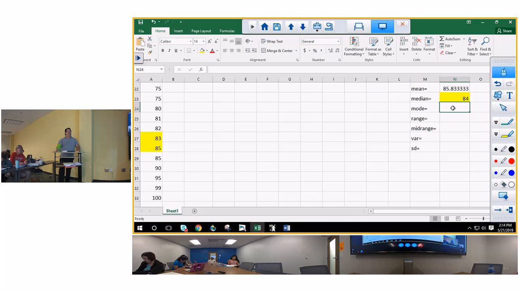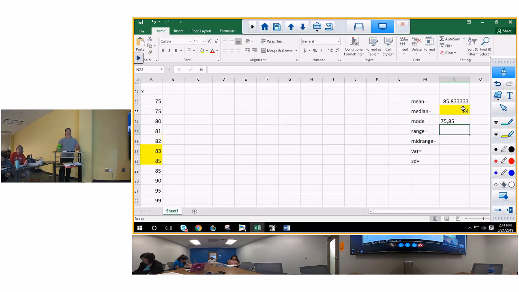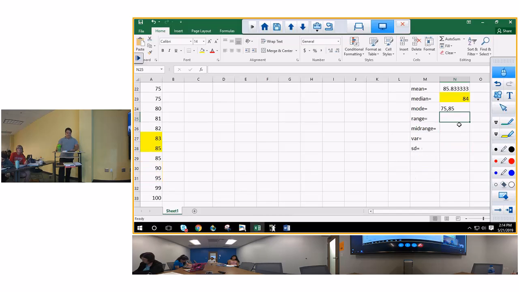All right, what's our mode? 75 and 85. So you put 75, comma, 85. Range is equal to the highest minus the what? Lowest. Mid-range is equal to the highest plus the what? Plus the lowest, divided by 2.